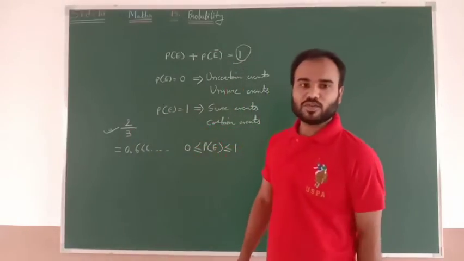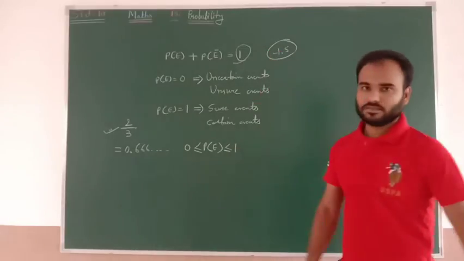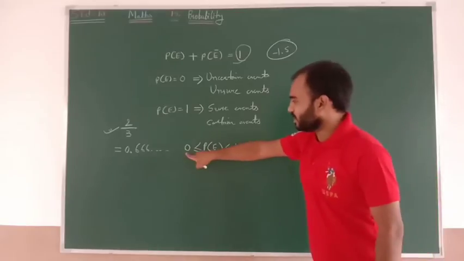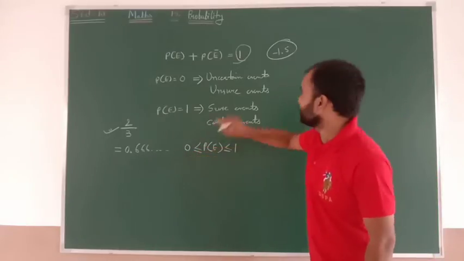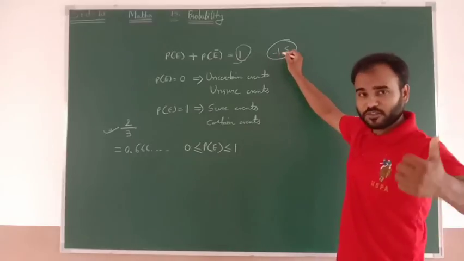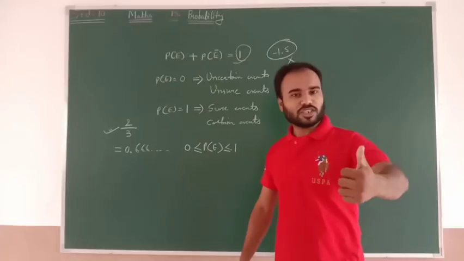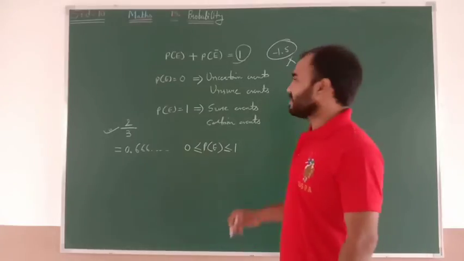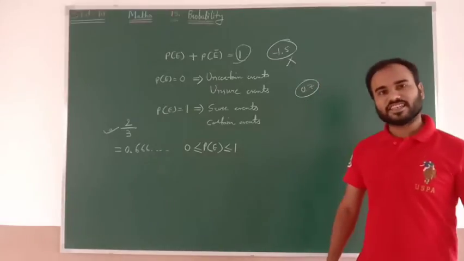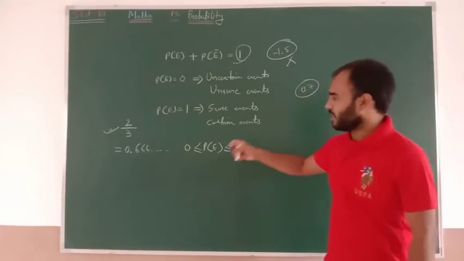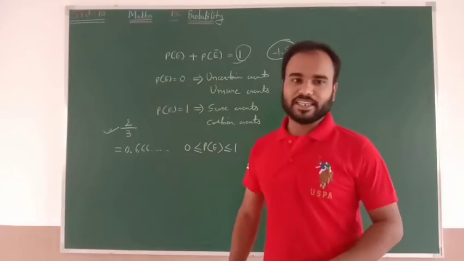be done. Now the second one is given, minus 1.5. As we have talked about earlier, the probability of an event cannot be less than 0. So here minus 1.5 is less than 0. So the probability for this event cannot occur. Then it is given 0.7. Again we can say that 0.7 is between 0 and 1. So the probability for this event can be done.